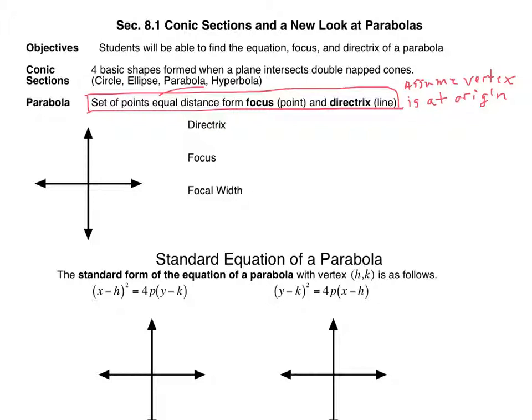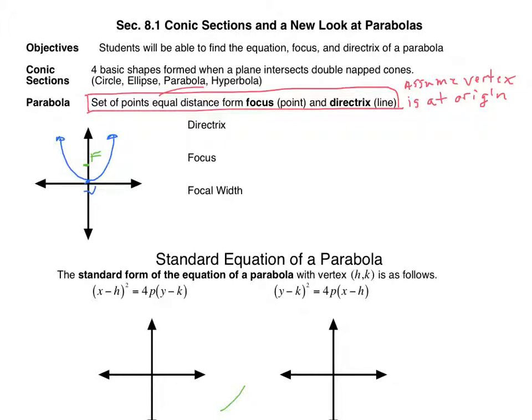So if I had a vertex at the origin, let's just say for chuckle's sake that my parabola opened up, because it could open down, it could open right, it could open left. Then the focus is going to be inside the parabola. That's my focus. This was my vertex down here. So the focus is always being protected or surrounded by that parabola. It's always on what I would consider the inside of the parabola.